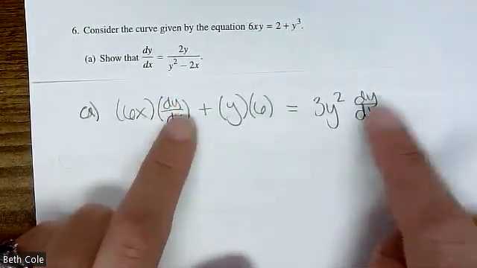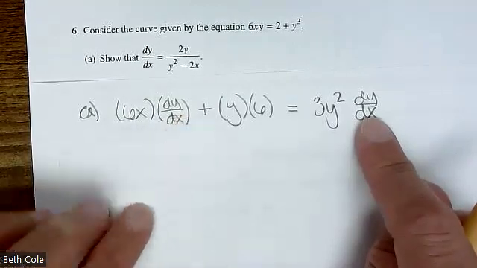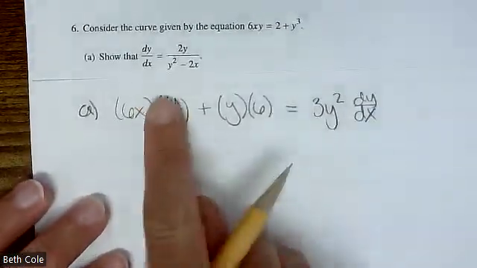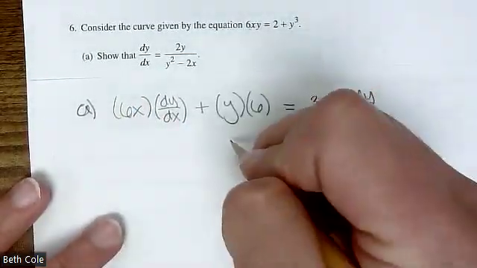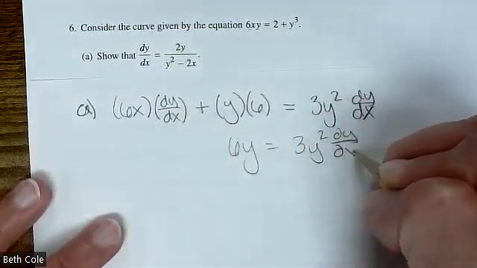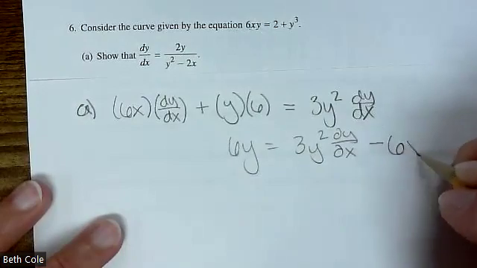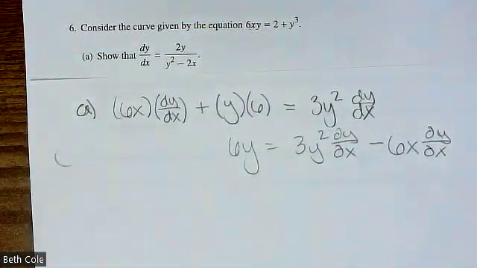What would you start doing algebra-wise next? Yeah, get them all on one side. So we're going to subtract over this term. So that's going to give us 6y equals 3y squared dy/dx minus 6x dy/dx. We're just going to do a couple parts for number 6 before lunch.